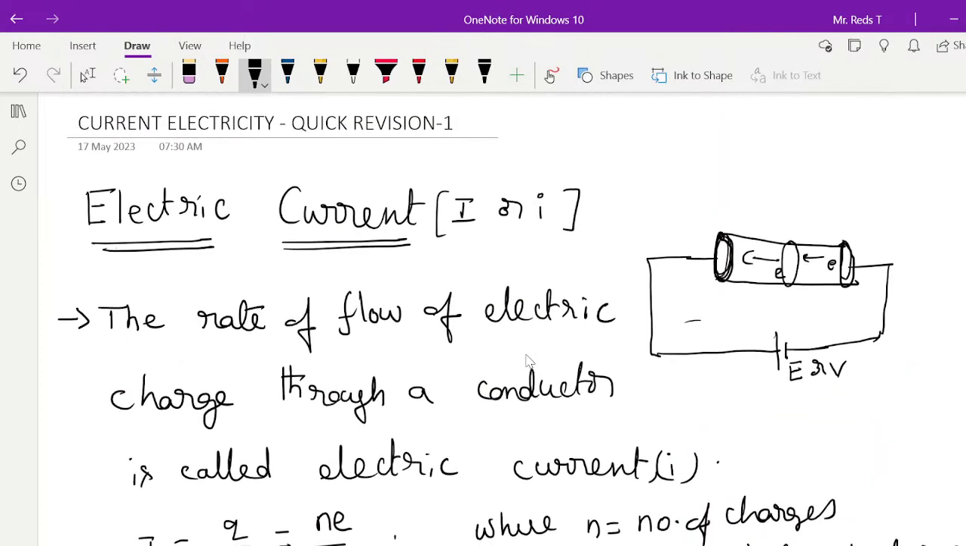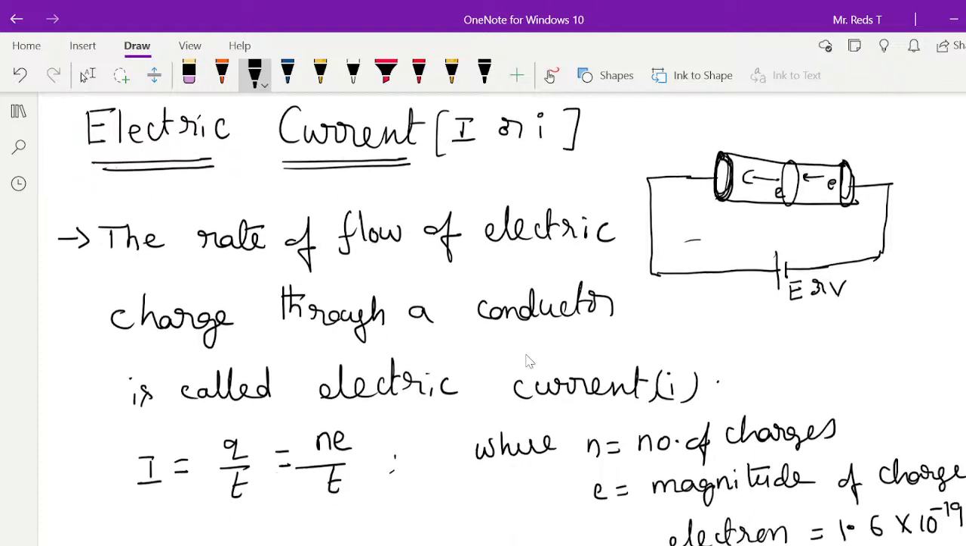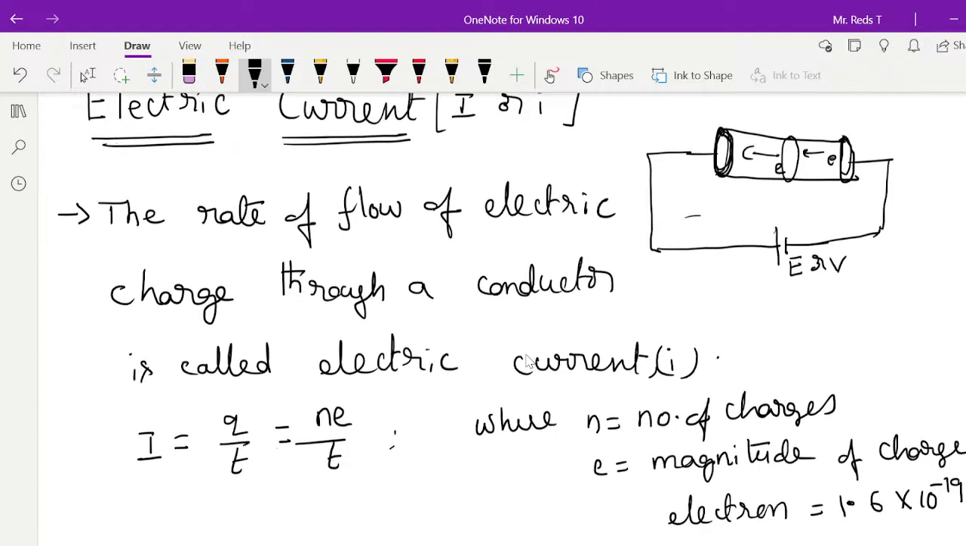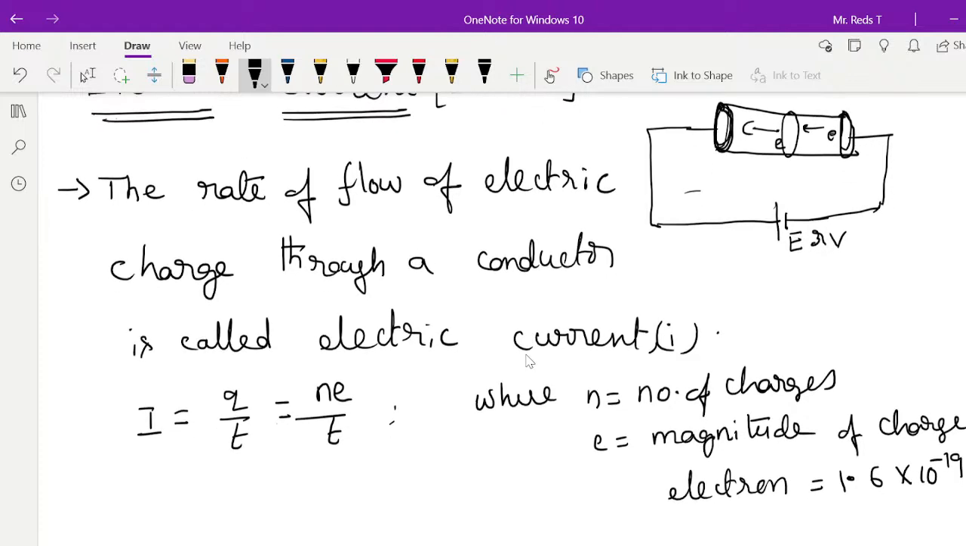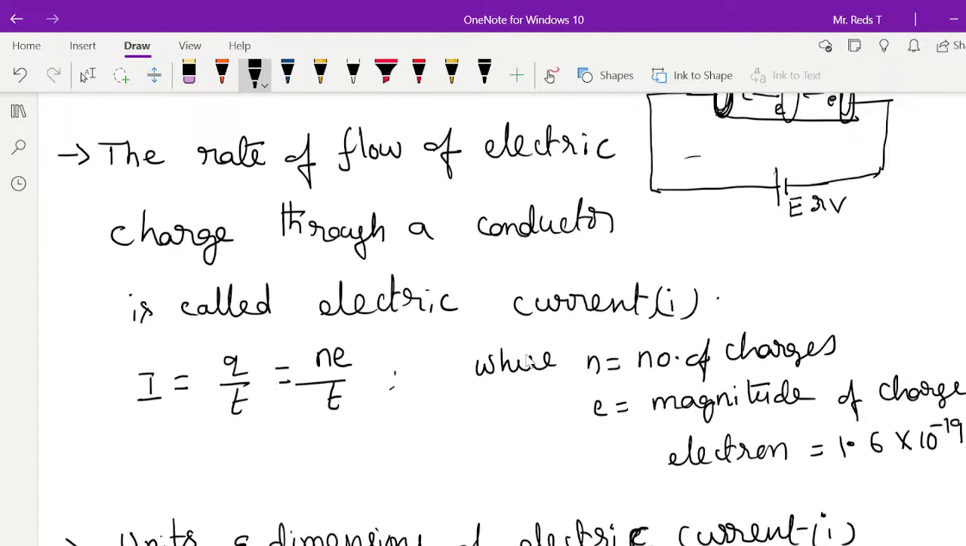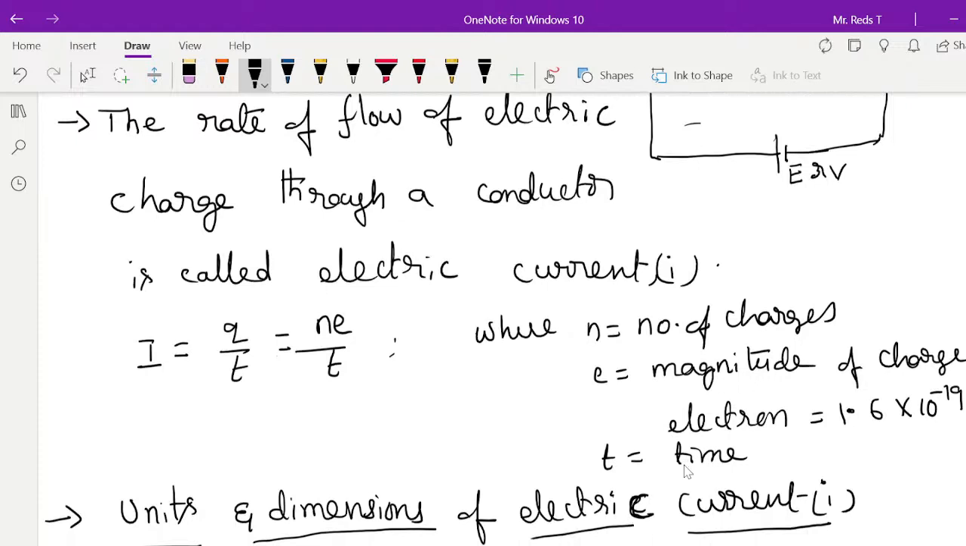Electric current. The rate of flow of electric charge through a conductor is called electric current, and it is given by I = Q/T, which is equal to NE/T, where N is the number of charges and E is the magnitude of charge of an electron. The value of it is 1.6 × 10^-19 coulomb, and T is time. What is T, guys? T is time in seconds, in SI units called seconds.